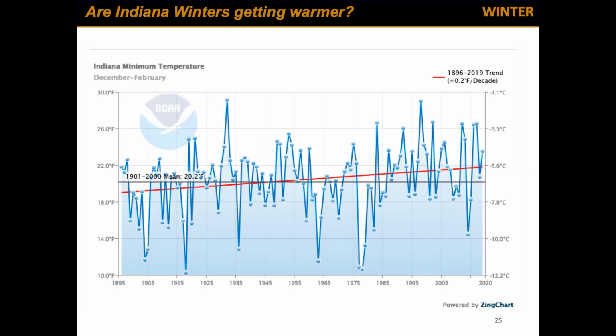Here, the 3-month averaged minimum temperature for Indiana is presented. For the entire period of record, there has been an increasing trend of 0.2 degrees Fahrenheit per decade. But over the whole period, this represents an increase of 2.5 degrees Fahrenheit, which is certainly enough to have an impact on whether the precipitation falls as rain or snow. And if it falls as snow, will it stay on the ground very long?